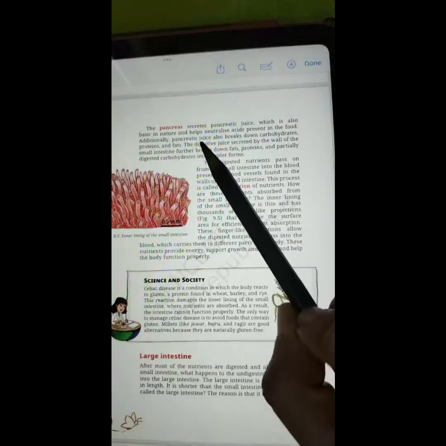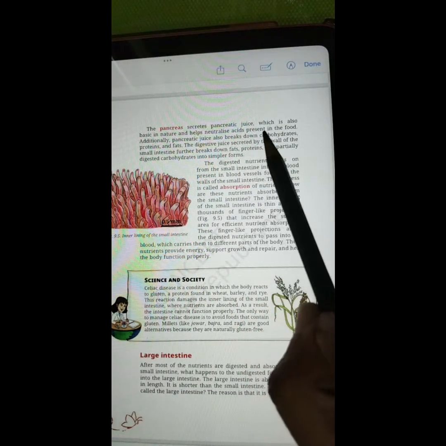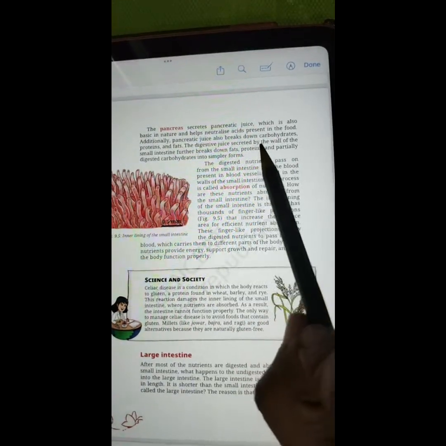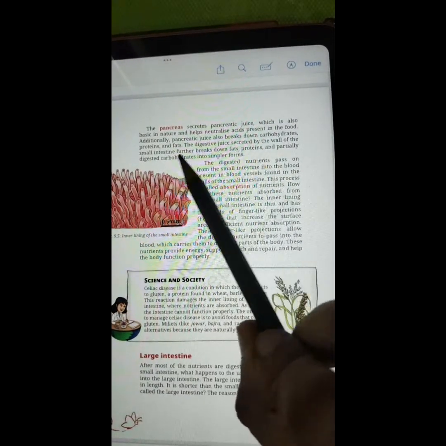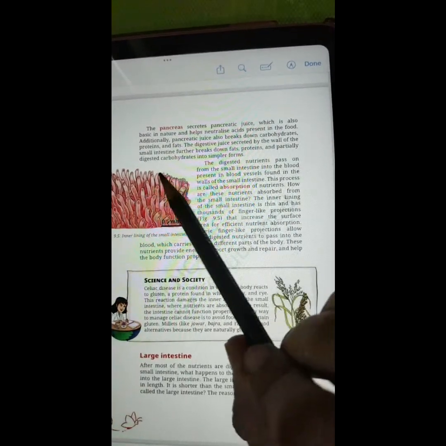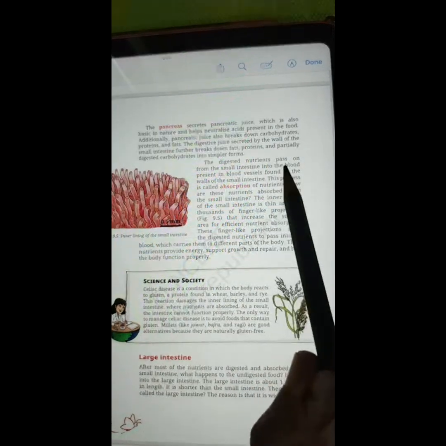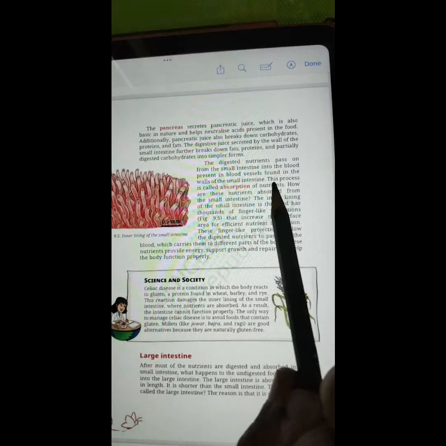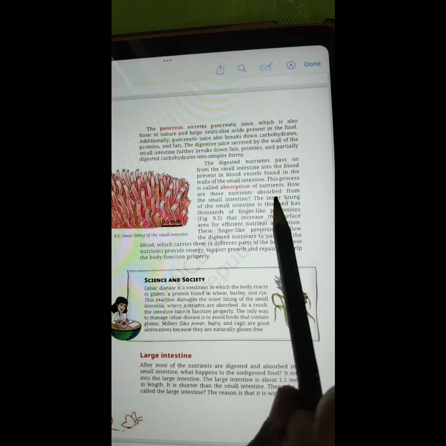The pancreas secretes pancreatic juice, which is also basic in nature and helps neutralize acids present in the food. Additionally, pancreatic juice also breaks down carbohydrates, proteins, and fats. The digestive juice secreted by the wall of the small intestine further breaks down fats, proteins, and partially digested carbohydrates into simpler forms. The digested nutrients pass on from the small intestine into the blood present in blood vessels found in the walls of the small intestine. This process is called absorption of nutrients.